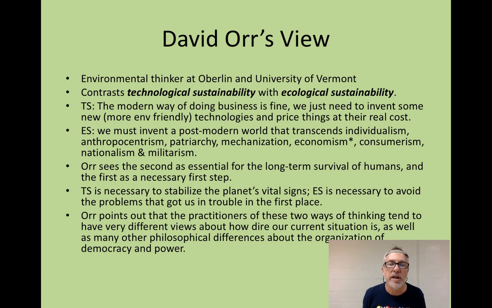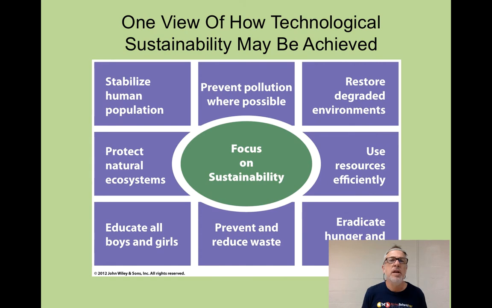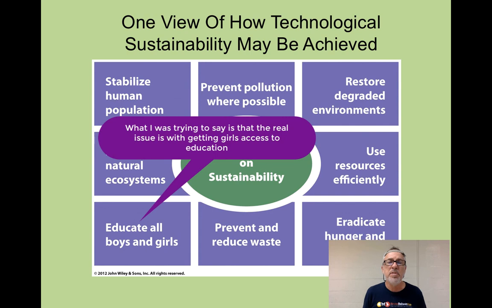All we have to do is look at history to see how different things are over time in terms of the way people think about the world. Here's one view of how technological sustainability may be achieved. Stabilize human population, prevent pollution where possible, restore degraded environments, use resources efficiently, protect natural ecosystems, educate all boys and girls. It probably should be educate all girls and boys, since the real issue is with girls. Prevent and reduce waste, eradicate hunger and poverty.